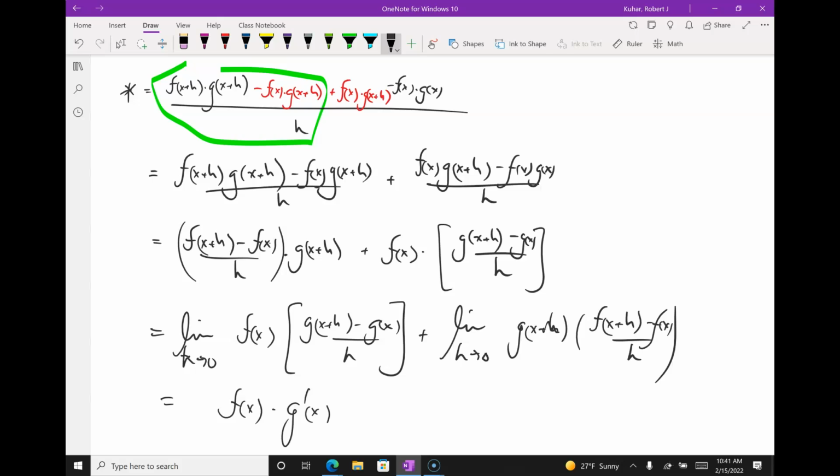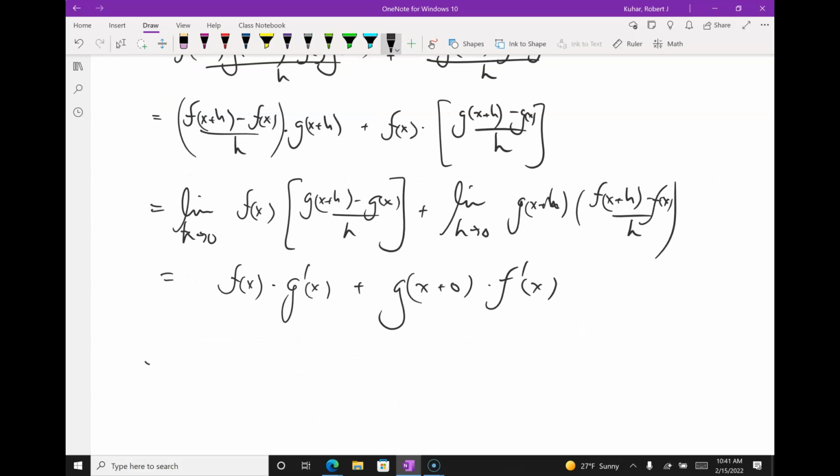Product loop. Top, plus g of x plus 0. There's an h there, g of x plus h. The h goes to 0 times f prime of x. So there it is. Y prime is f times g prime plus g times f prime.